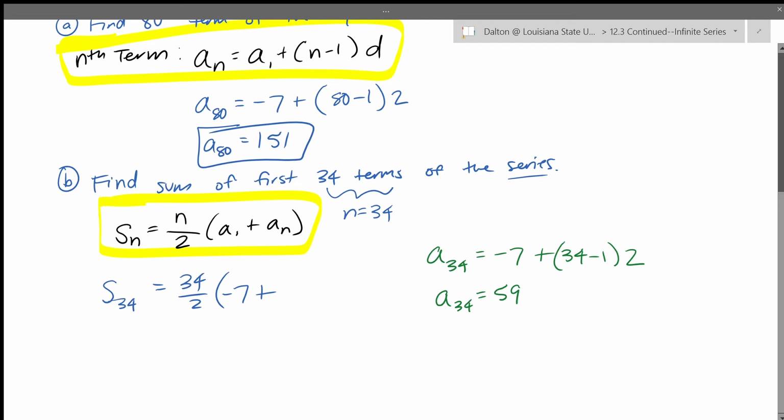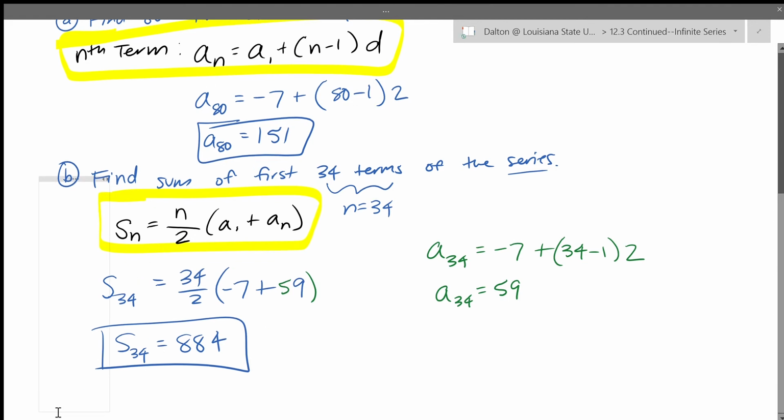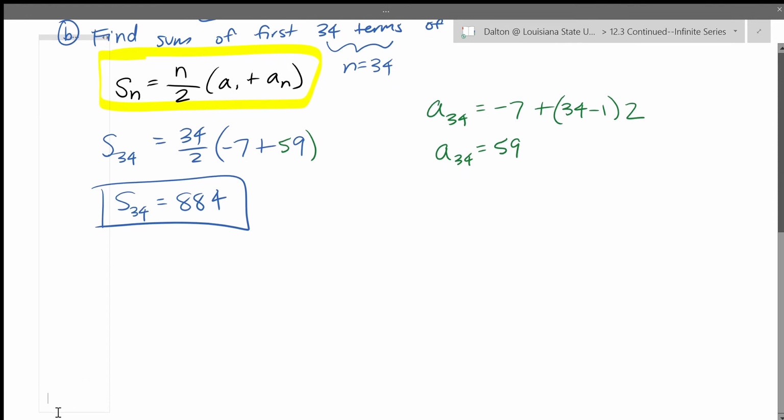Then I can use that number, plug it back into the sum formula, and reduce this. So 34 divided by 2 times negative 7 plus 59. I'm sorry, I said 54, this should be 59. You should end up with the sum of the first 34 terms being 884. So that's how to find the nth term and how to find the sum of a series of any amount of numbers. Another type of problem that I could ask you to do is something like this.